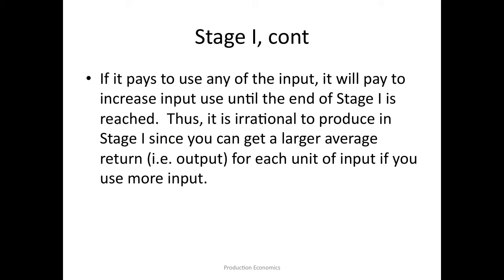One important consequence of stage 1 is that if it pays to use any of the input, it will pay to increase input use until the end of stage 1. It would be irrational to produce in stage 1 since you can get a larger average return, that is, average output, for each unit of input if you use more of it. The point being that if you're in stage 1, it will always pay to increase the amount of input that you're using so that you increase output beyond the level of stage 1.